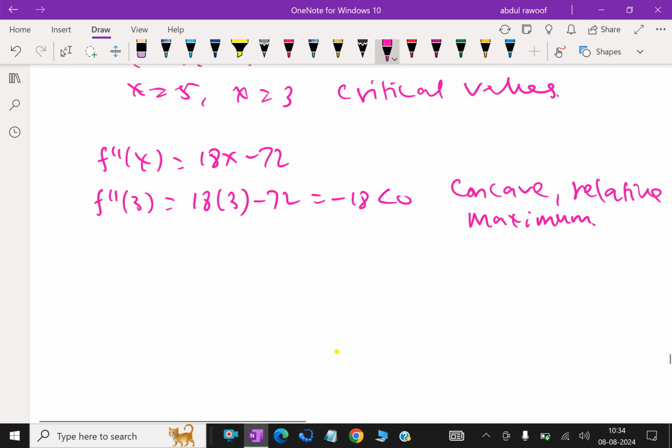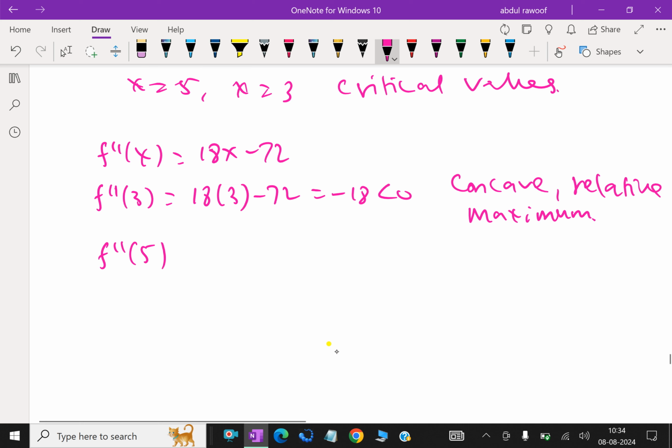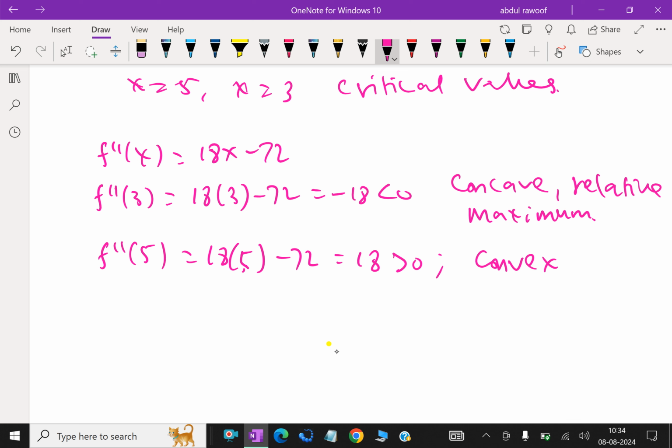Then next one, f double dash of 5. 18 into 5 minus 72 is equal to positive 18, which is greater than 0. Therefore, it is convex. It is a convex relative minimum. This function has a relative minimum at x equal to 5.